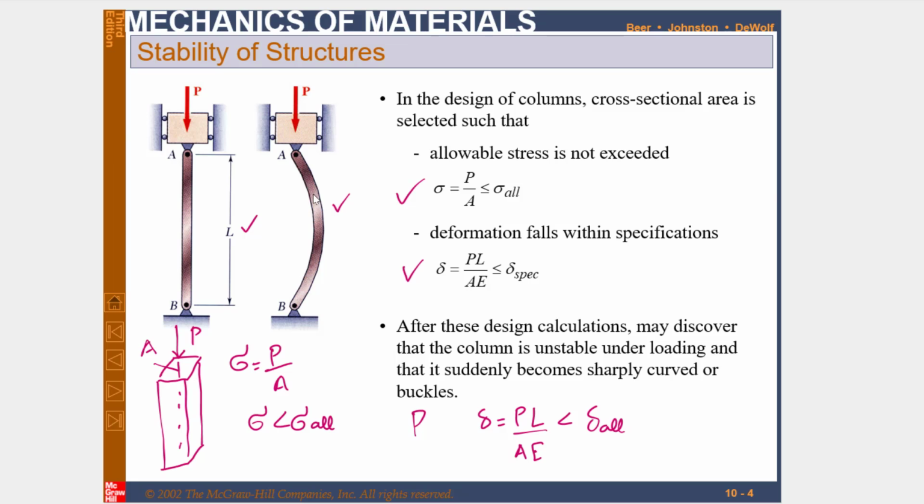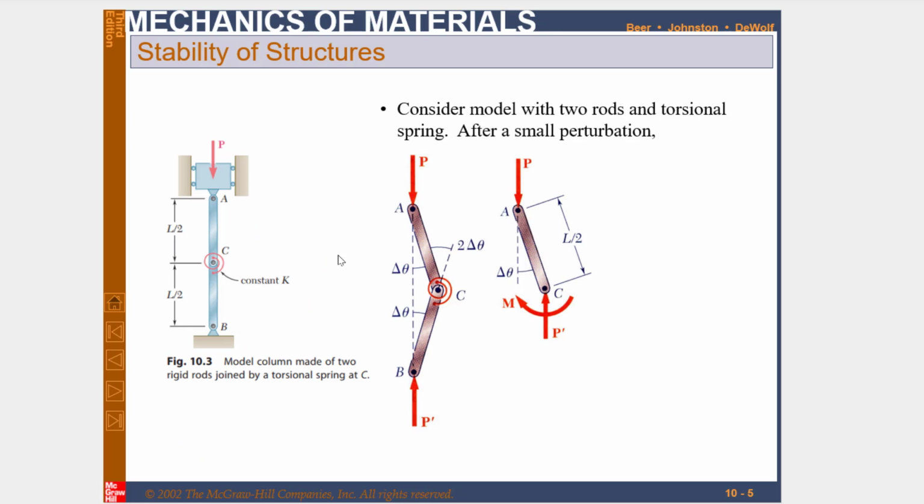So what we have to understand, we have to check the stability of structure. So how can we check the stability of structure? If we want to get into the actual discussion of the stability of structure, we will discuss some problem by considering a simplified model consisting of two rigid rods. So here you can see this is the main model of the column.